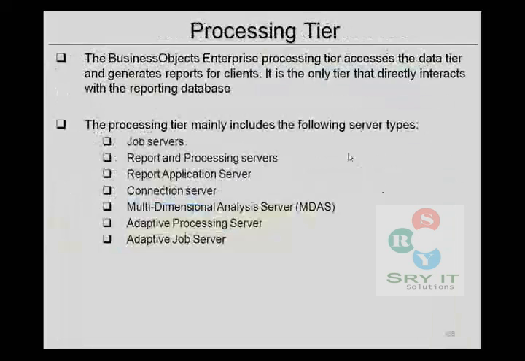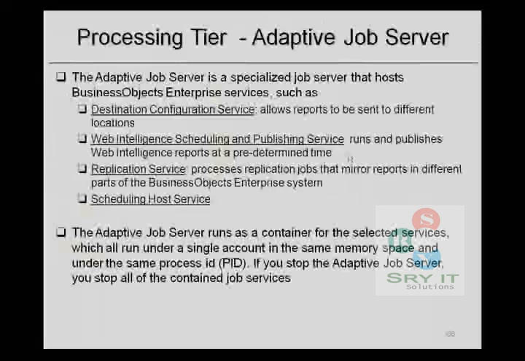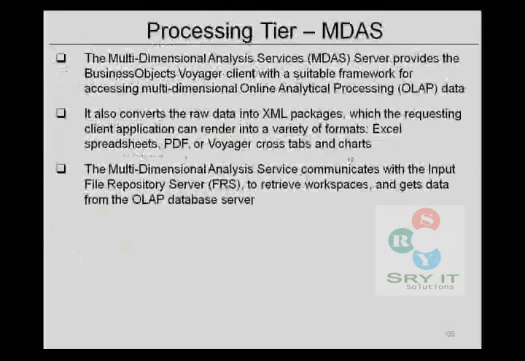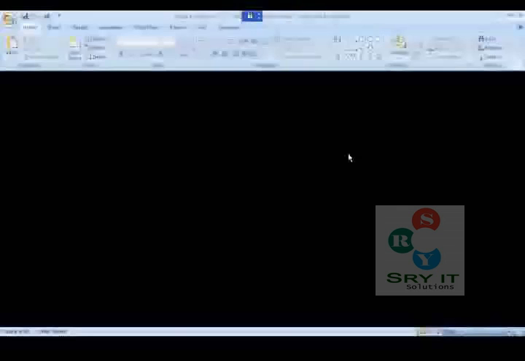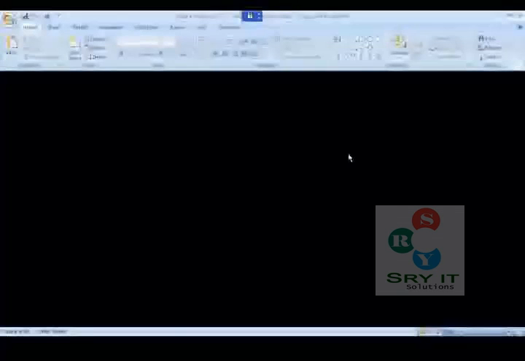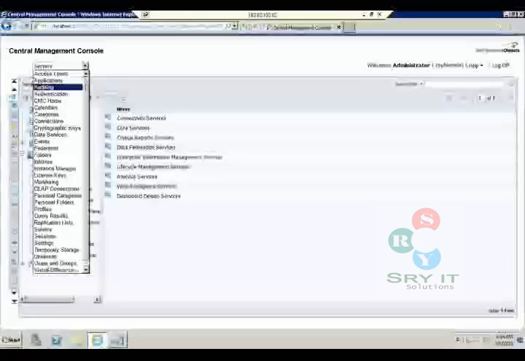You have some file servers, right? Input FRS, output FRS. When you save your universe, or rather objects, they get saved into your input FRS, and when you schedule, the instances go into the output FRS. So where exactly on the system are they going? Any idea? What I'm asking is, when you save your reports or when your instances are being generated, where exactly are they going?